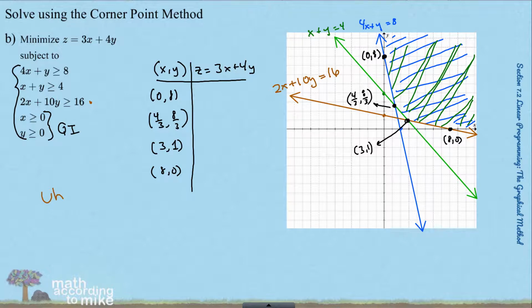There is a way to make your life a little bit easier. I'm just trying to think. Yeah, you could sort of treat this as a matrix multiplication if you wanted to. I'm doing this off the cuff. If we made this a 4 by 2, so if we literally did 0, 8, 4/3, 8/3, 3, 1, and 8, 0. So that's a 4 by 2.